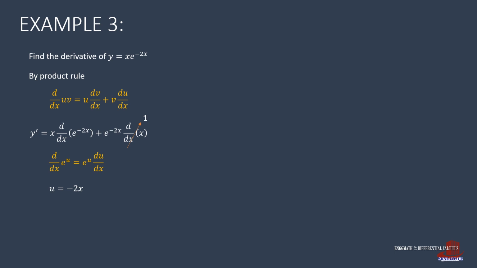U is negative 2x, and u prime is negative 2 times dx all over dx, simplified as 1, so u prime is negative 2. Plug these values into the y prime equation to have x times e raised to negative 2x times negative 2 plus e raised to negative 2x. Arrange the terms to finally have y prime as negative 2x times e raised to negative 2x plus e raised to negative 2x.